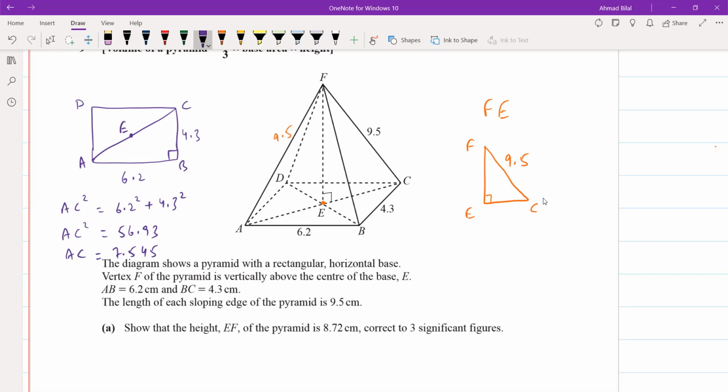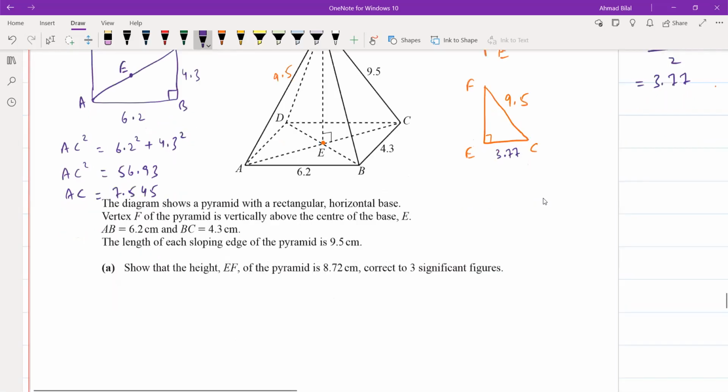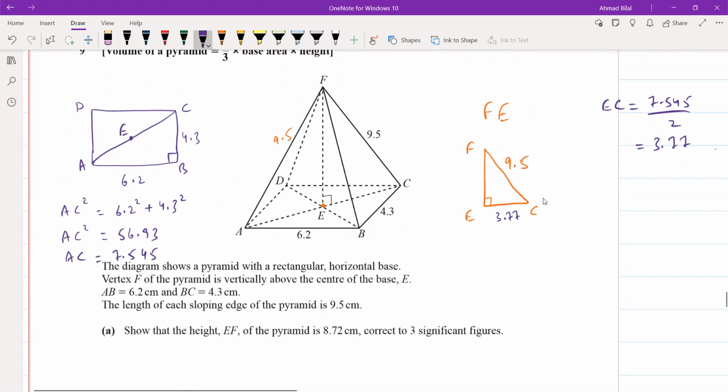तो EC क्या होएगा फिर? EC is going to be half of that. ठीक है? तो वो क्या हो जाएगा? हम यहाँ पे लिख लेते हैं साइड पे. EC की जो लेंथ आएगी, that will be 7.545 divided by 2, and that turns out to be 3.77. ठीक है? ये आपके पास EC आ गया. This is 3.77. Once you have EC, now you can find EF. EF आप figure out कर सकते हो आप.